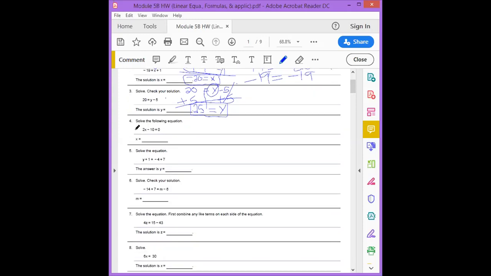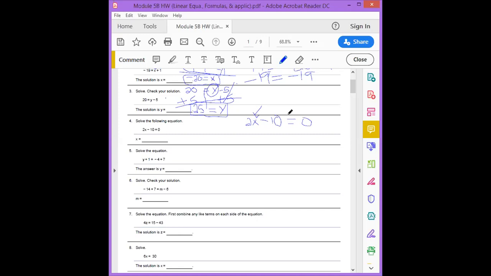Let's look at number 4. We have 2x minus 10 equals 0. Now look and see where our variable is. It's right here on the right side. Our goal is to get x by itself.